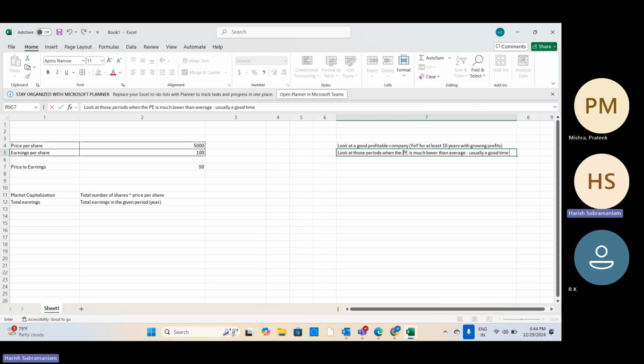We have to analyze all the other factors. We should see that there is no debt. We should see all the other numbers we'll talk about. We have to see all those ratios. But usually, on average, it's a good time to buy.